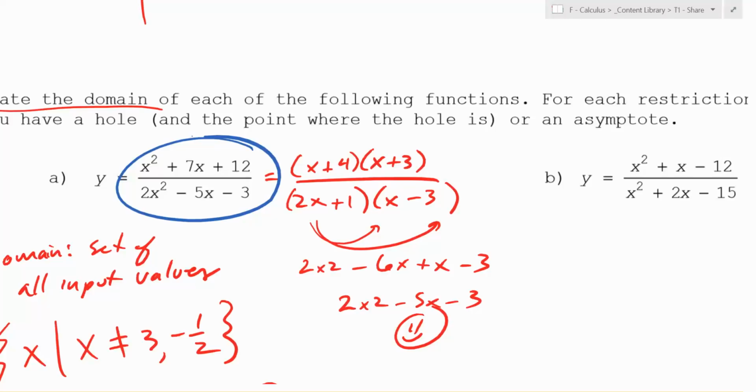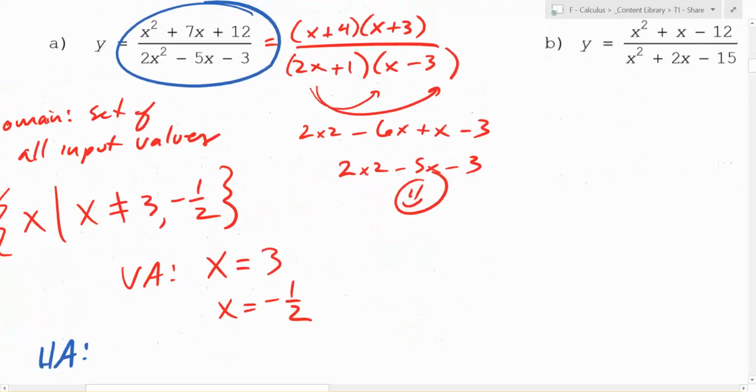We love it when the degrees are equal, because then what do you look at, Calvin? The leading coefficient. What's the leading coefficient here? 2. So what's the horizontal asymptote? 1/2. When the degrees are the same, all you need to look at is the leading coefficients. So in this case, can someone tell me what the horizontal asymptote is? No, that's the end behavior. y equals 1/2. That's it.